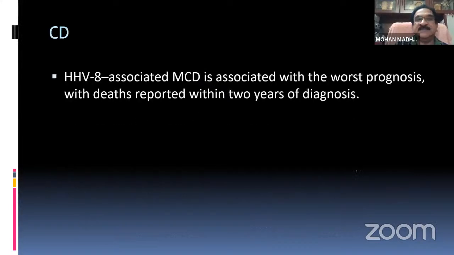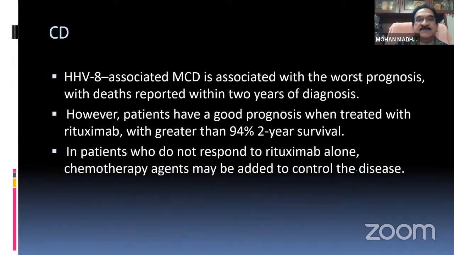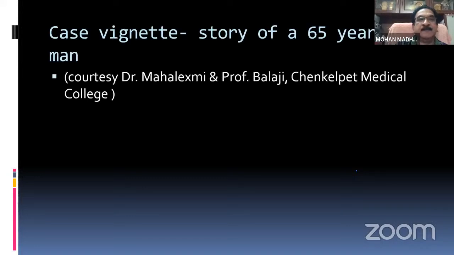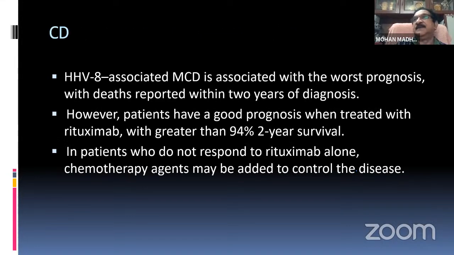I think I'll skip all these things, the prognosis part and all. So that's the story of it. So I wrote a letter back to the oncologist that you have to give some IL-6 inhibitor, either tocilizumab or siltuximab, as given in the literature. That's the only way to control the symptoms in this patient, because rituximab did not work in this patient.